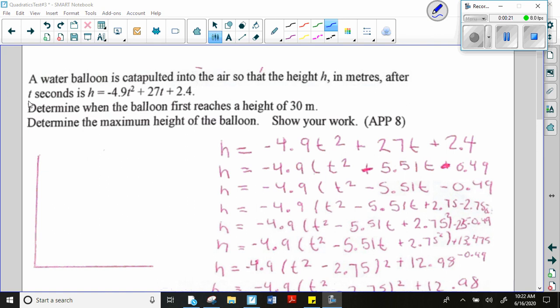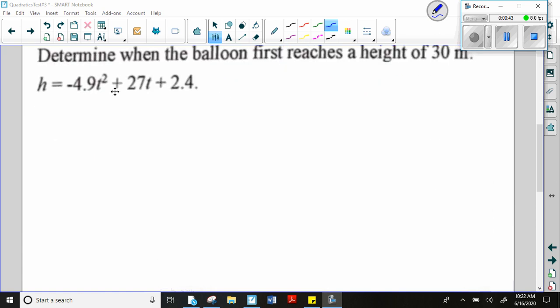This should be set up as an A and a B, and I believe it was supposed to be, but they just forgot. So A is when the balloon first reaches a height of 30 meters. In this part, they give us an H. They gave us a height, H. If they give us an H, we can plug it into our equation.